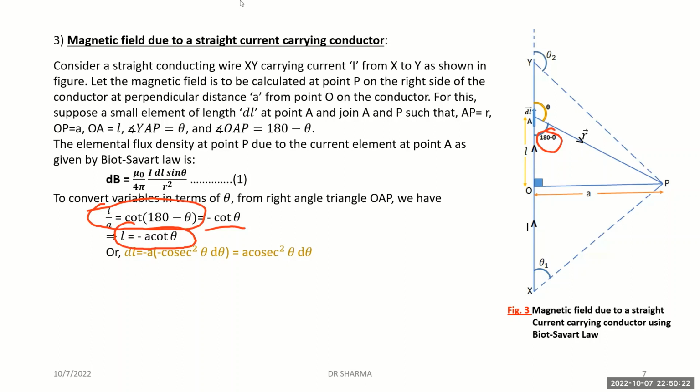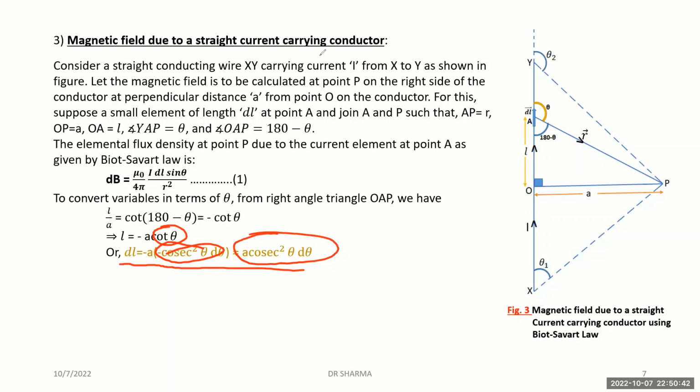Now differentiating this equation, you get dl is equal to minus a times the derivative of cot theta, which is minus cosec square theta. So this gives dl is equal to a cosec square theta d theta. So dl is now converted in terms of the constant a and the single variable theta.